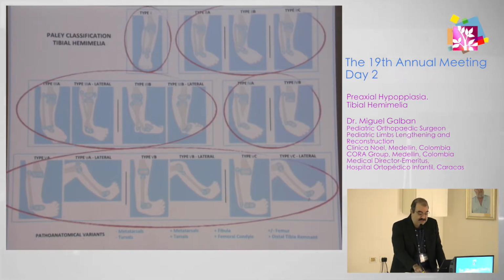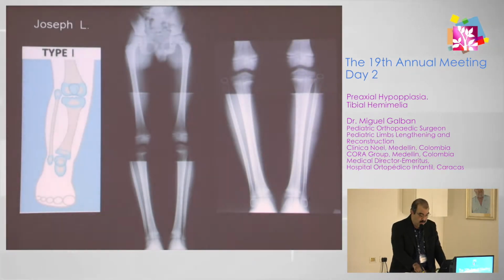And type 5 is the total absence of the tibia, the real agenesis. In type 5A, the patient has a patella, so the patient has a quadriceps. In 5B, I have seen that the fibula is just under the knee. I have seen that type of presentation. And in 5C, there is no patella. There is a quadriceps, but the quadriceps finishes in the middle of the femur. That's the most difficult one. So this is type 1.